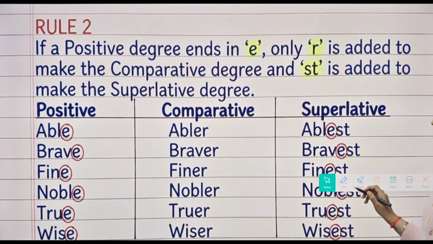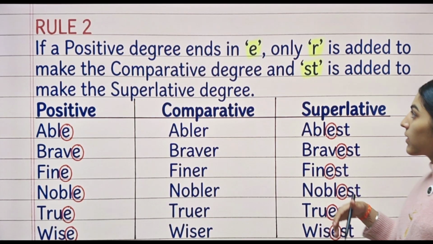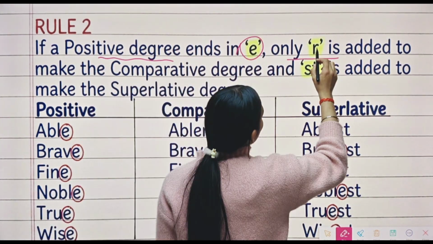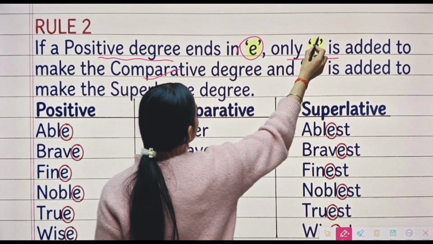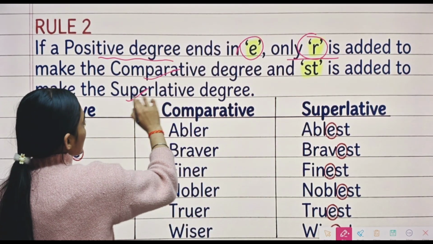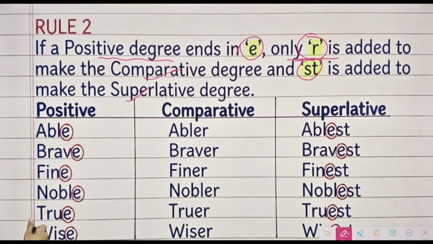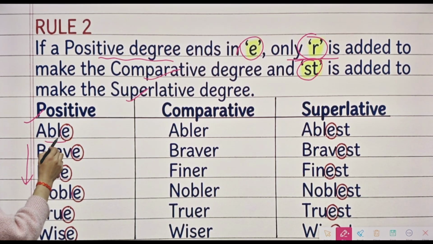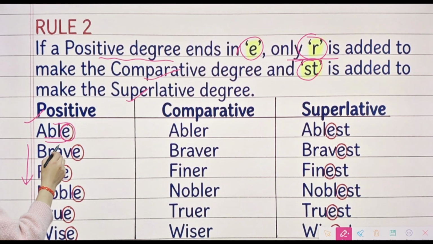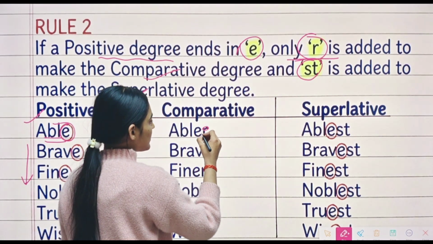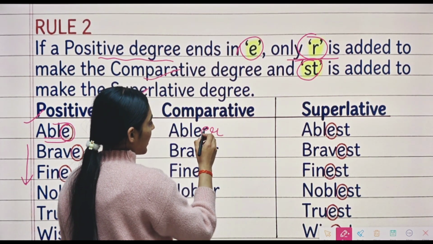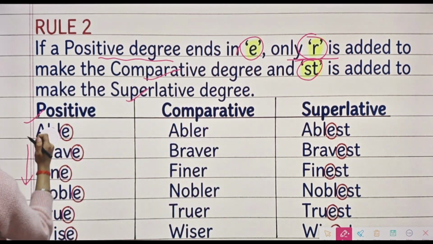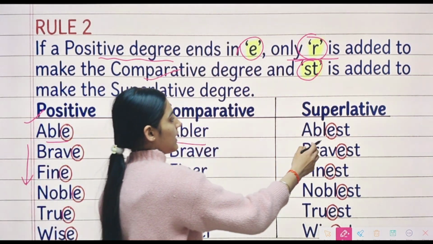Now moving on, we have rule number 2. In rule number 2, if a positive degree ends with the vowel E, to make it comparative, we will just add R to that, and to make it superlative, we will just add est. This one is the positive form that we have, able. Here the word is ending with E. Instead of adding er again, we will just add R to that. So able, abler, ablest.